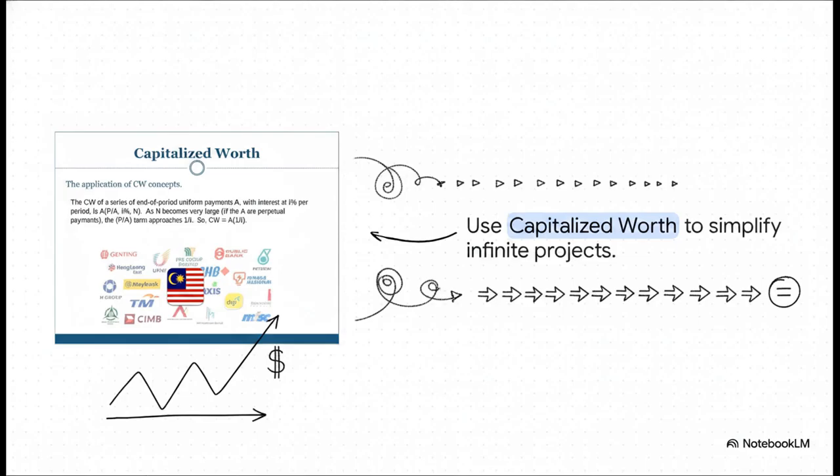The beauty of capitalized worth is that for infinite periods, the complex math actually simplifies drastically. It basically approaches the annual payment divided by the interest rate. It's an elegant little calculation that lets us find the present worth of perpetual maintenance, literally bringing infinity down to a single number we can actually use today.